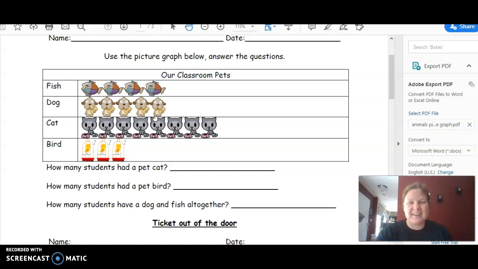Which pet was there the least of? Of all of the pets, which one had the least? Yeah, birds. Birds was the least pet that students had. Which one was the most? Of all 4 pets, which one was the most? Good. Cat.